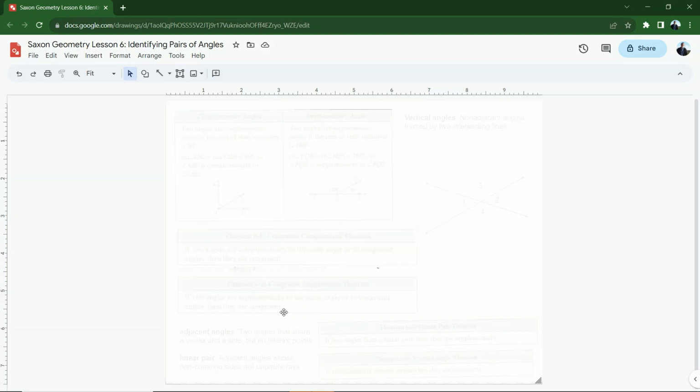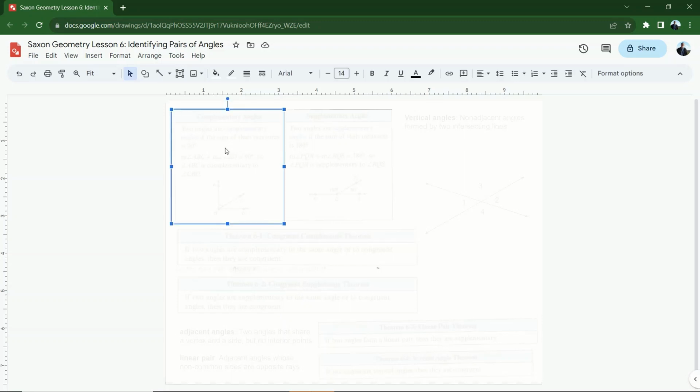In this lesson, we're going to be taking a look at pairs of angles and things that we know about certain pairs of angles, whether they're congruent, whether they add up to certain degree measures. That's what we're going to be looking at in this lesson. And we're going to start off with two of the most familiar pairs of angles that we can identify.